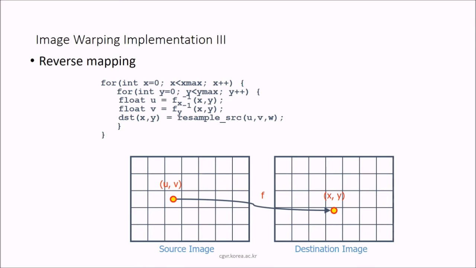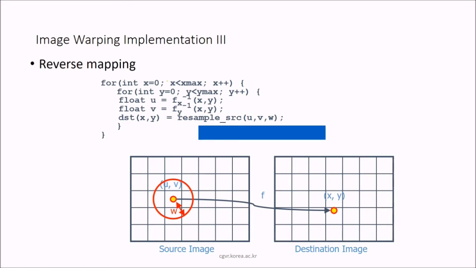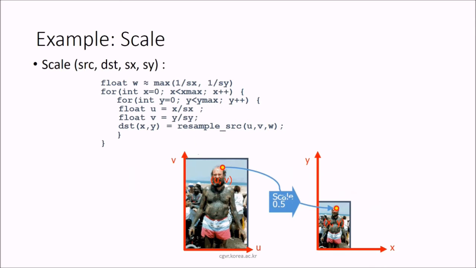This is image warping implementation 3. This is another implementation in which we are taking the inverse also, and we resample the source. This is how we do it. We are resampling the source with respect to some W. This is the W. So we have an area of this weight.